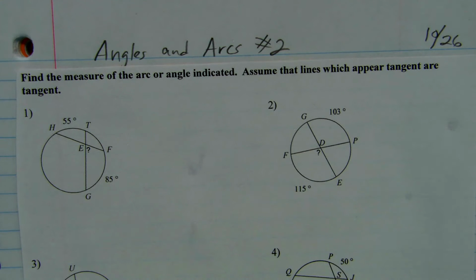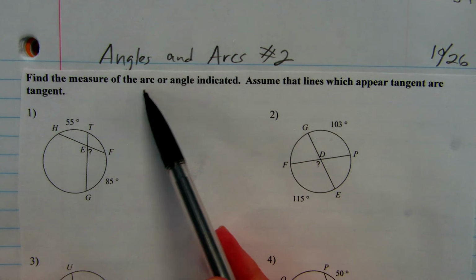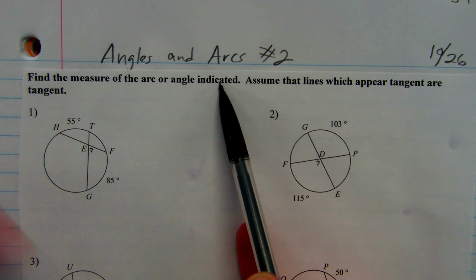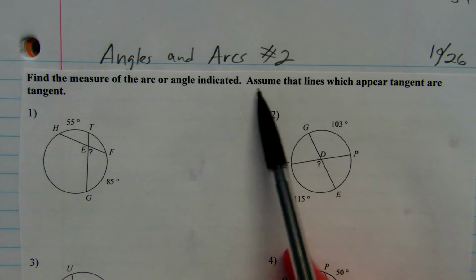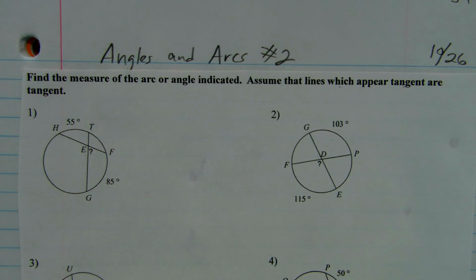Okay, here we go. All right, so this is angles and arcs number 2. So we're still in our circles unit. Directions just say find the measure of the arc or angle indicated, so we're just looking for the question marks. Assume that lines which appear tangent are tangent. So we're going to explain what all of that terminology means.